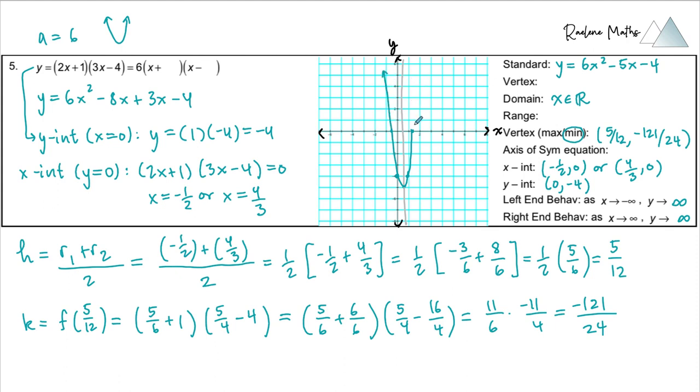We can talk about the end behavior. Let's see what else we're missing. We need the range, so we know that y is going to be greater than or equal to negative 121 divided by 4. We have the vertex form because we know the value for a, h, and k, so the vertex form is y minus k equals a times x minus h all squared, which is going to be y minus negative, or y plus, 121 over 24, equal to the value of a, which is 6, times x minus the value for h, which is 5/12.